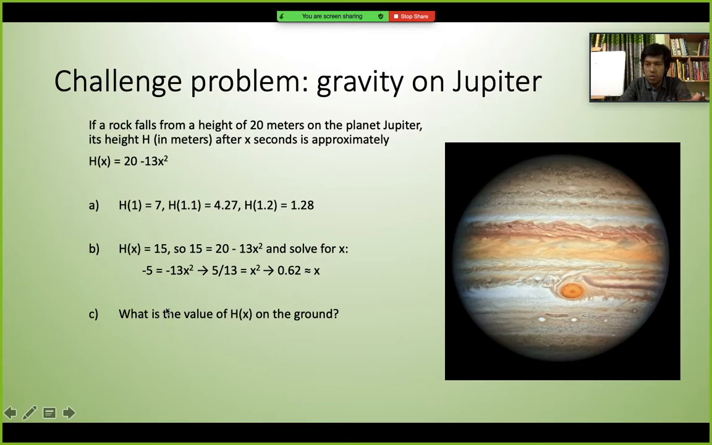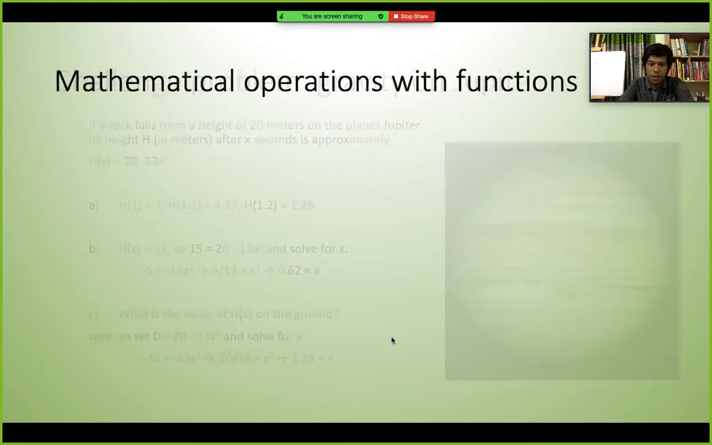This is review maths. Do you understand? If you open the book you will see this maths, gravity on Jupiter. In our previous lesson we said that this is a challenge math. So this is how we do it. For part C, we have to put 0 on this side because of the ground. Then we have to find out x equals what. That means when this rock will fall on the ground. This is what we are trying to find out. That means when time is 1.24 seconds, at that time the ball will hit the ground. This is what it means. So this is a review from our previous lesson.